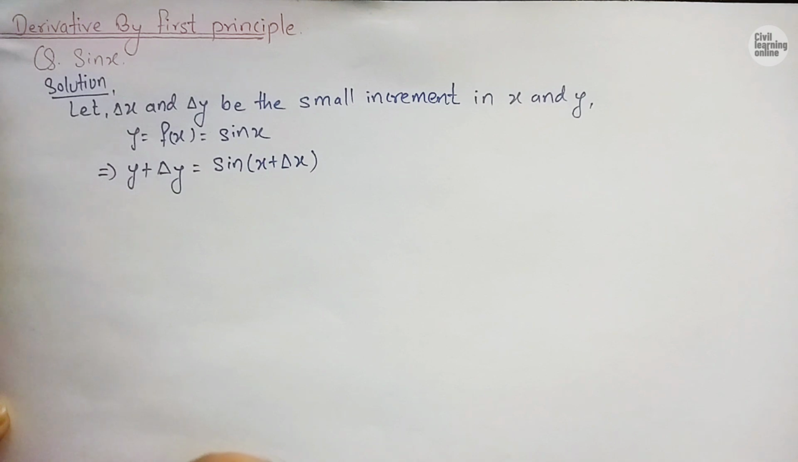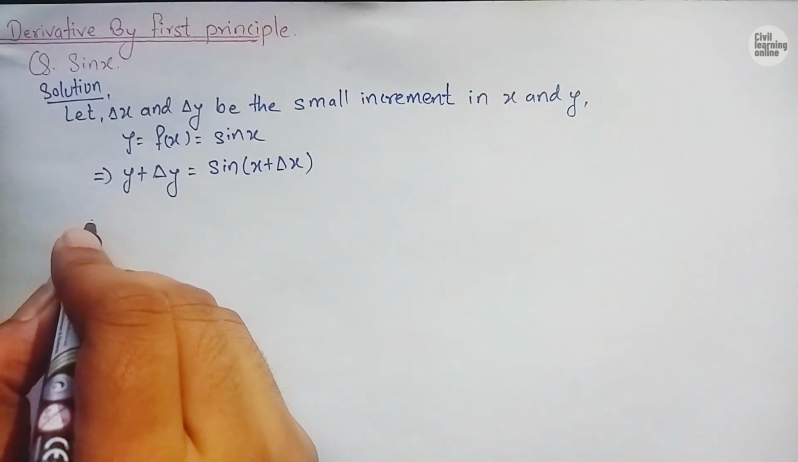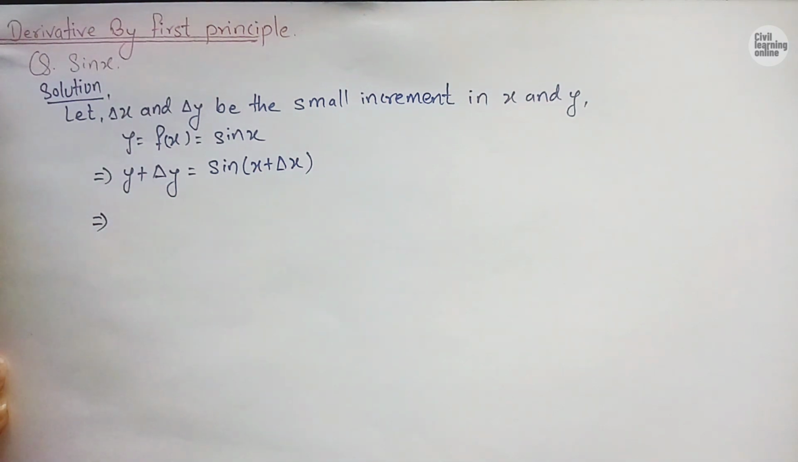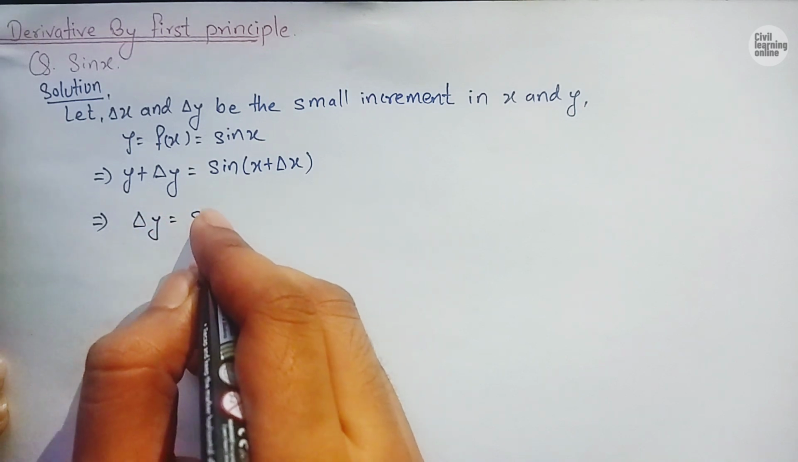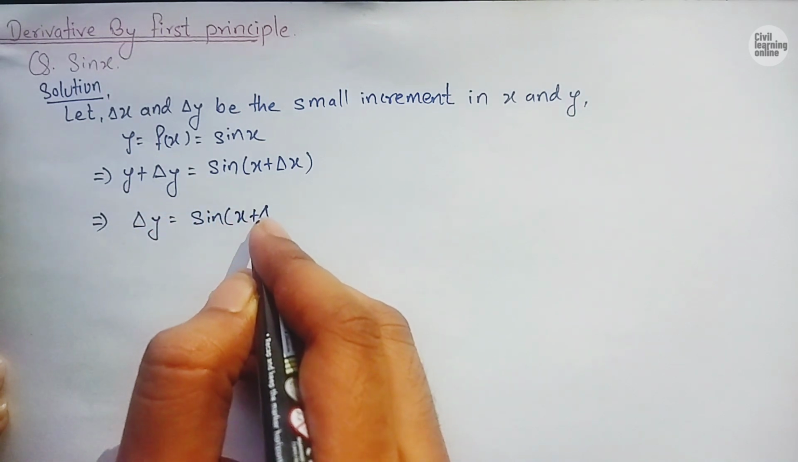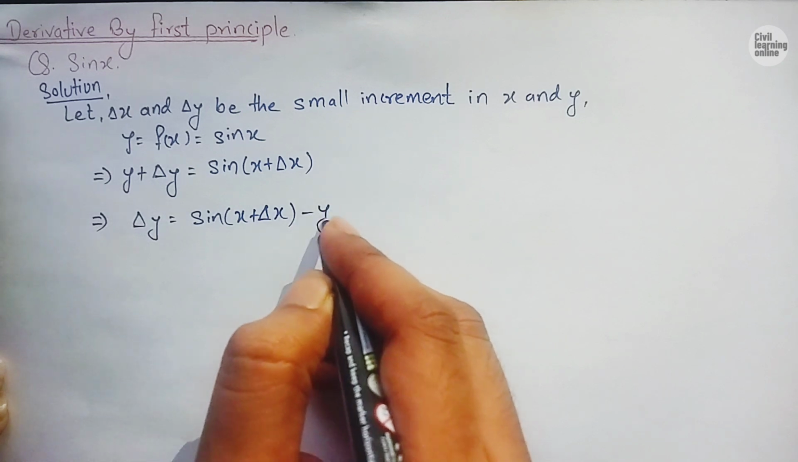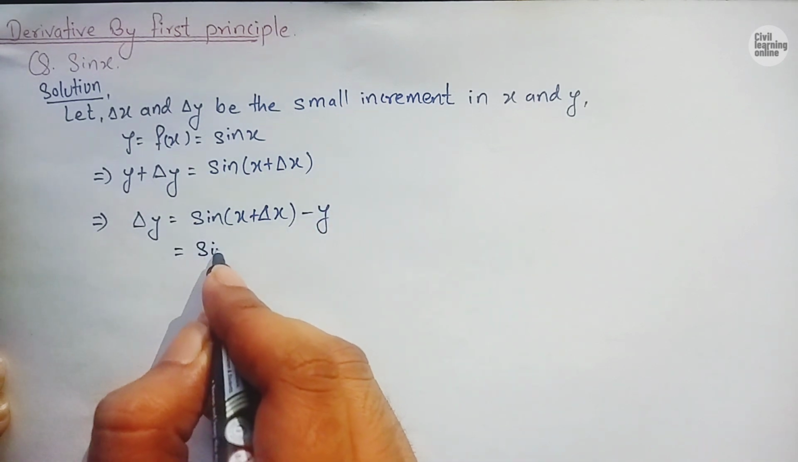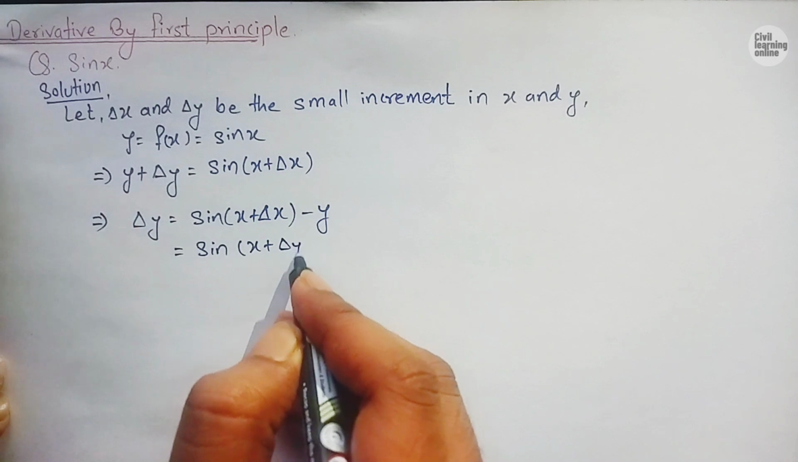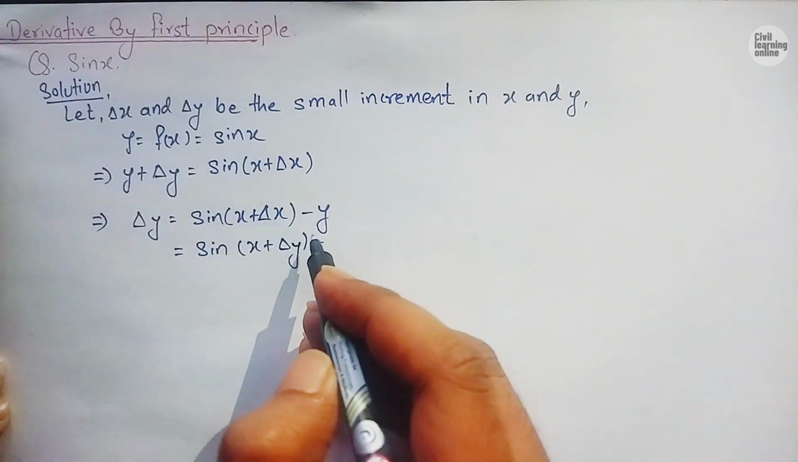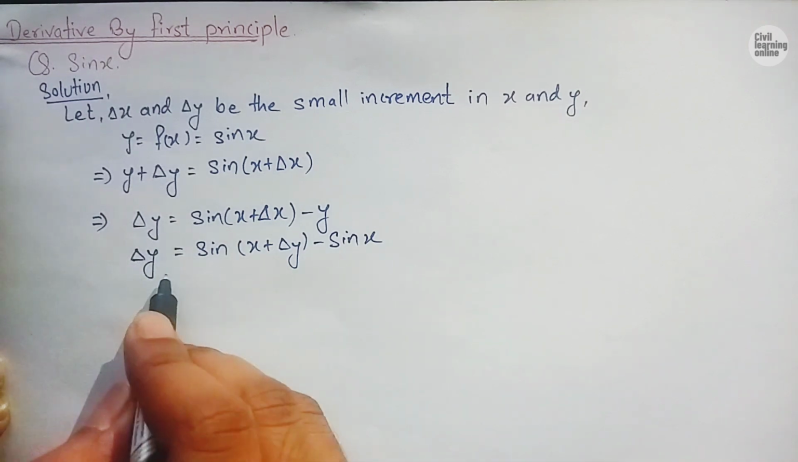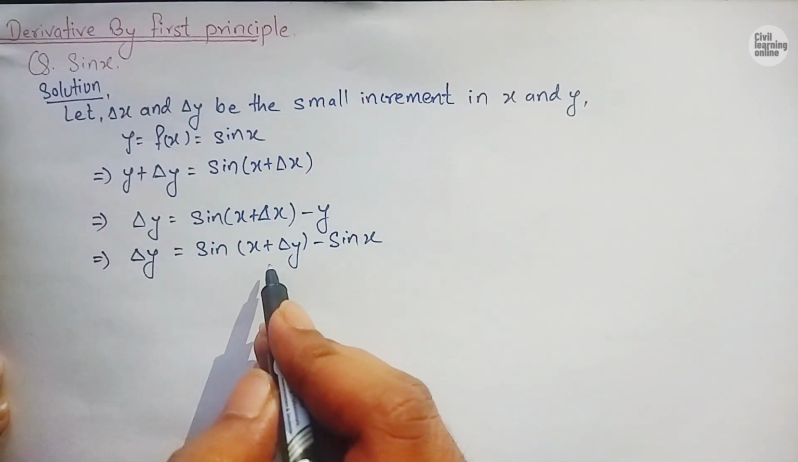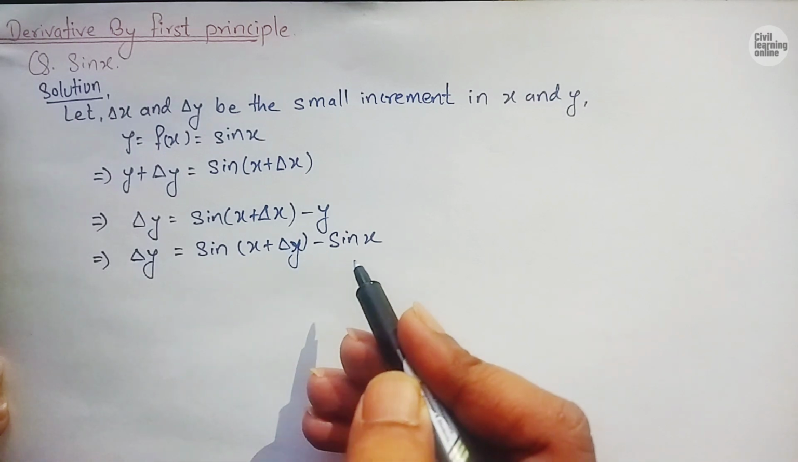Now we will discuss a little bit about the first principle of derivative. From here we will have delta y equals sin(x plus delta x) minus y, and since y equals sin x, we will have here sin x. So finally we have delta y equals sin(x plus delta x) minus sin x.